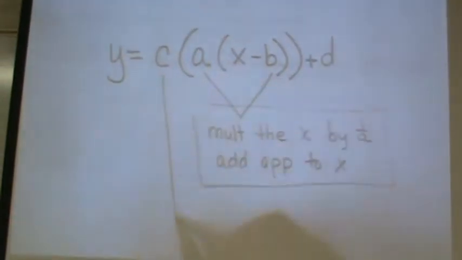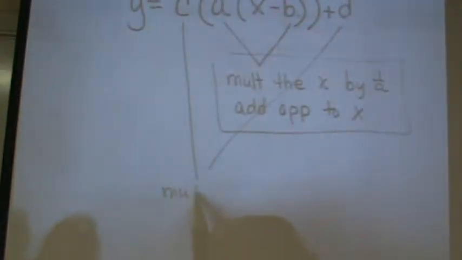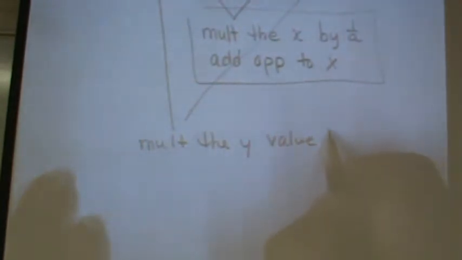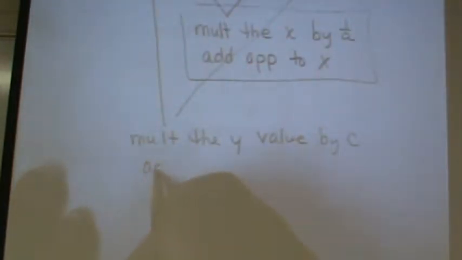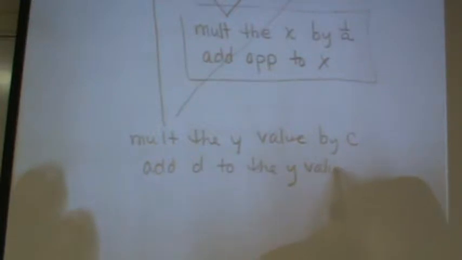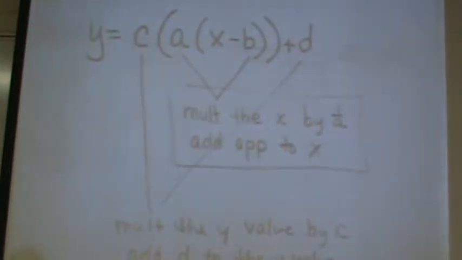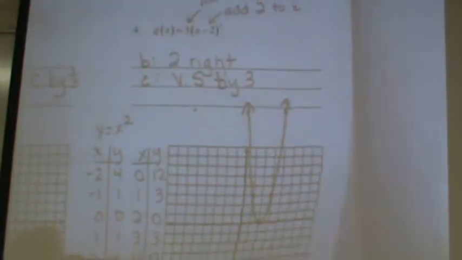Then for C and D, you're going to multiply the y value by C, and then you add whatever D is, add D to the y value. Does that help you? Okay, so that's how you make a T-chart. Okay, let's go back to the homework.